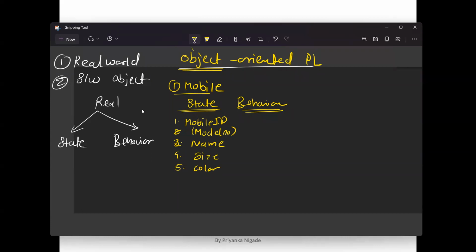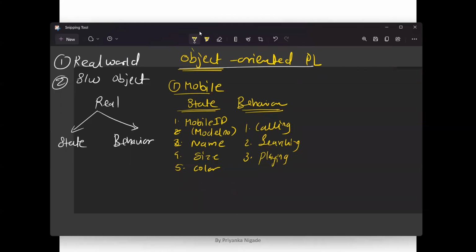What is the behavior of mobile? Why are you guys using mobile? Can you tell me? Calling. Okay, for calling. Anything else? Searching, operating some features, maybe playing some games. Correct? There are so many behaviors or features that we can follow through the mobile. Whenever any object or real world entity has some state and behavior, that is called an object. So yes, it is true, mobile is an object. Guys, as human beings, we are also objects.